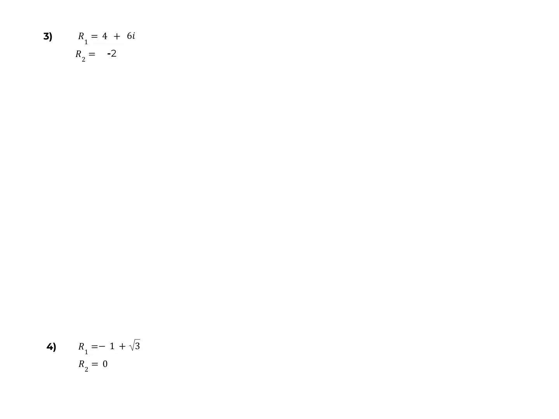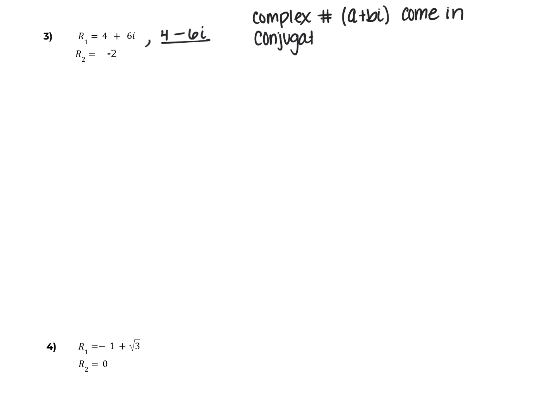Well, this one's a little tricky because there's a hidden root. You technically also have 4 minus 6i. And the reason why you have that hidden root is because complex numbers, and remember, complex numbers are a plus bi form, come in what we call conjugate pairs. And all that conjugate means is to switch the middle sign.